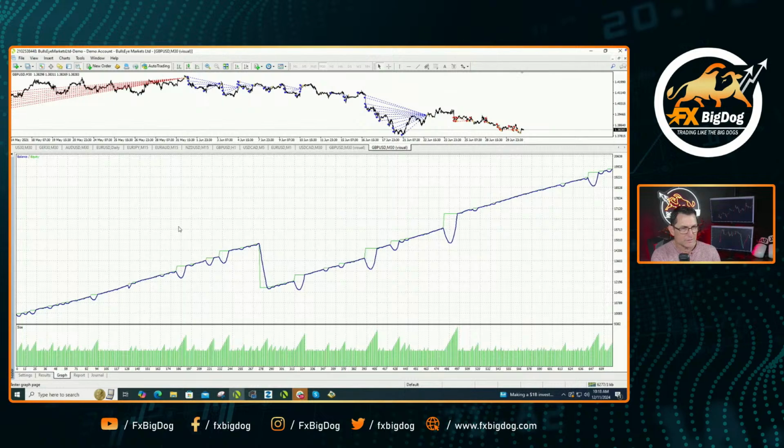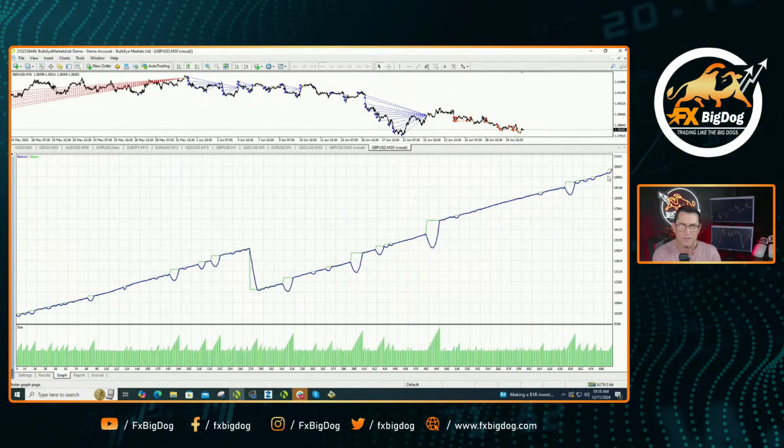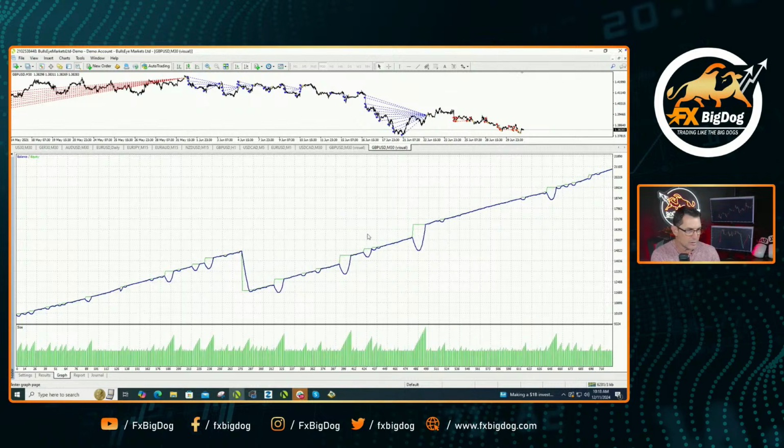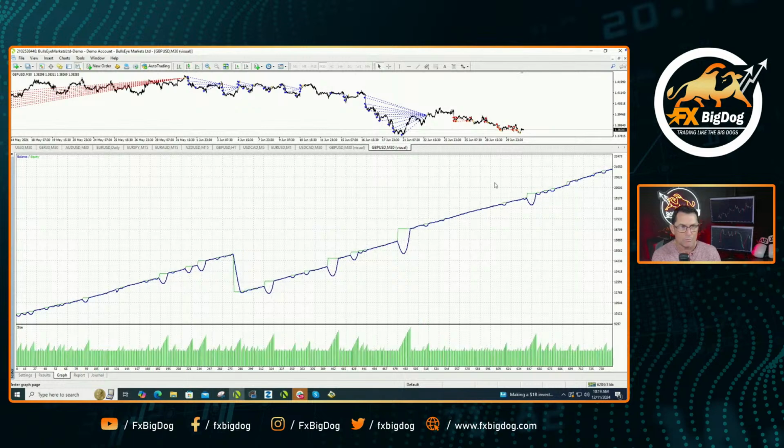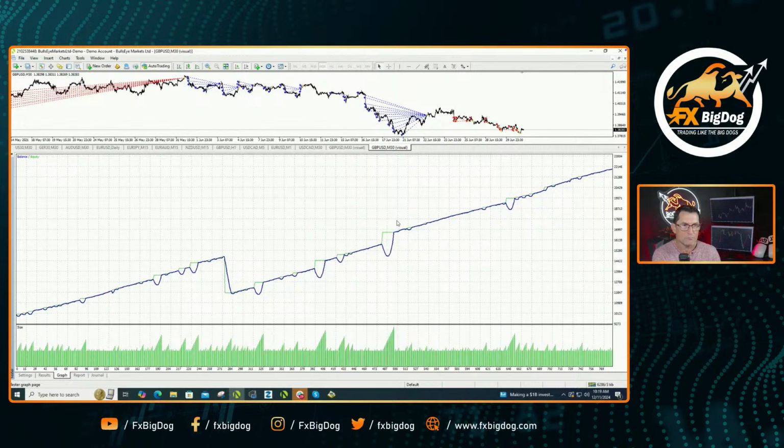Now, this was based off a $10,000 trading account. We're already at $20,000 right here. So which means we're growing, and we're growing. We're placing trades and we're growing. And we will take losses if the market moves against us.